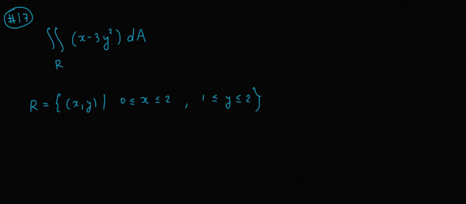In problem number 17, we are asked to calculate the double integral of x minus 3y squared over the rectangle R, which is the rectangle consisting of points with the x coordinate between 0 and 2 and the y coordinate between 1 and 2.